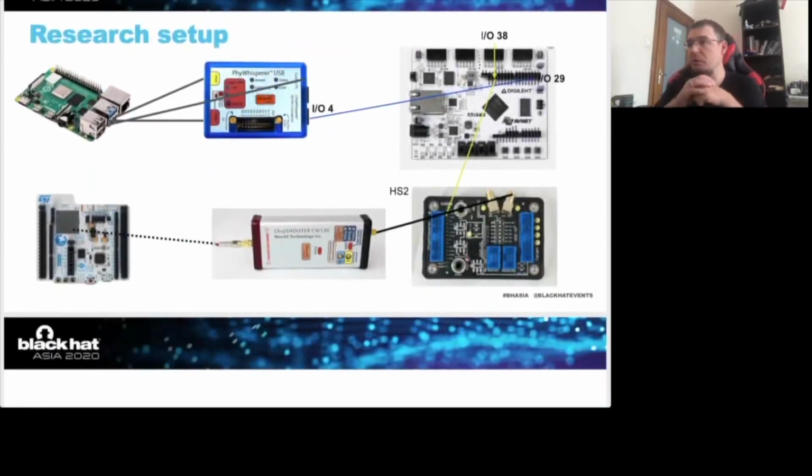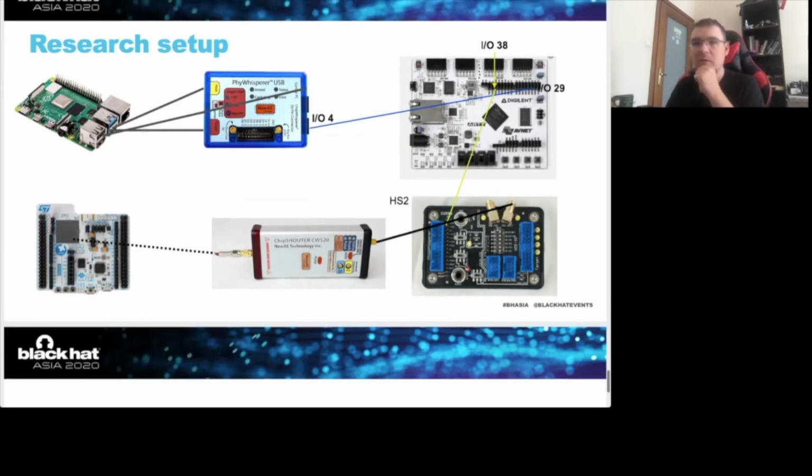So here we see a bunch of the devices, starting from the left top corner. We can see Raspberry Pi. It could also be a PC. It's just used to connect File Whisperer and other devices like our Raiden and ChipSHOUTER together, to give them power, UART access, and so on.